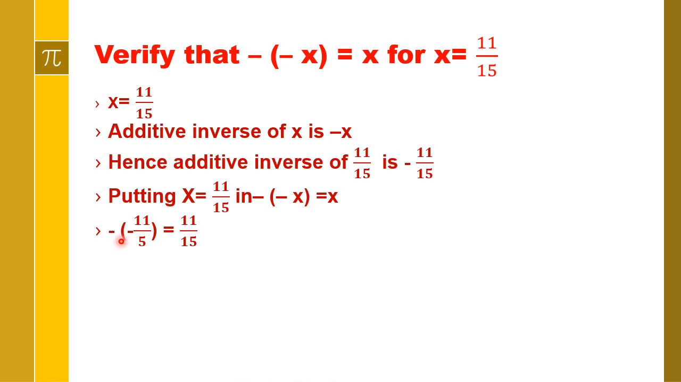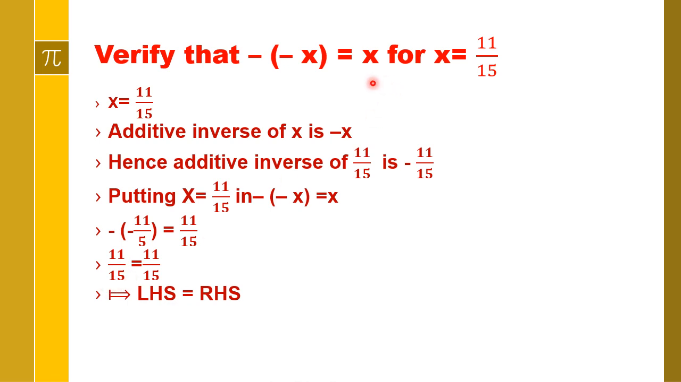Once again, minus into minus. Bracket means multiply. Minus into minus is plus. So that will be plus 11 upon 15. But this 11 upon 15 is already equal to x. And minus of minus x also you got 11 upon 15. So this was also 11 upon 15.